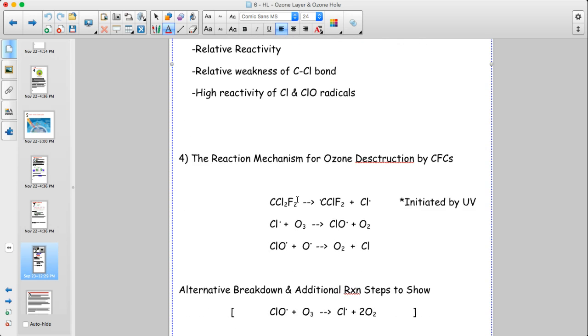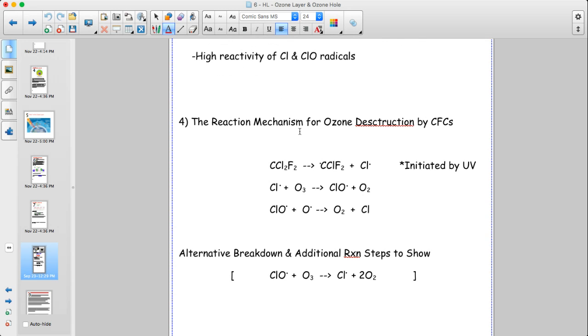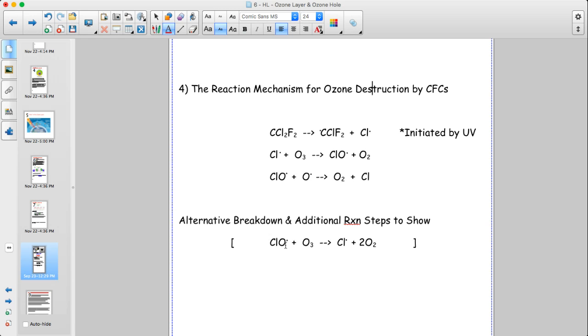The overall mechanism, as I've seen on a mark scheme, is how ozone gets destroyed by CFCs. You have a CFC like this, CCl2F2, which is the formula of Freon, probably the most commonly used one back in the 70s and 80s. It breaks apart, releasing a chlorine radical. The chlorine radical breaks down ozone, and then the ClO radical can react with O's to create O2. Just to point out, the ClO can also itself react with ozone, producing oxygen, and again reproducing the chlorine radical.